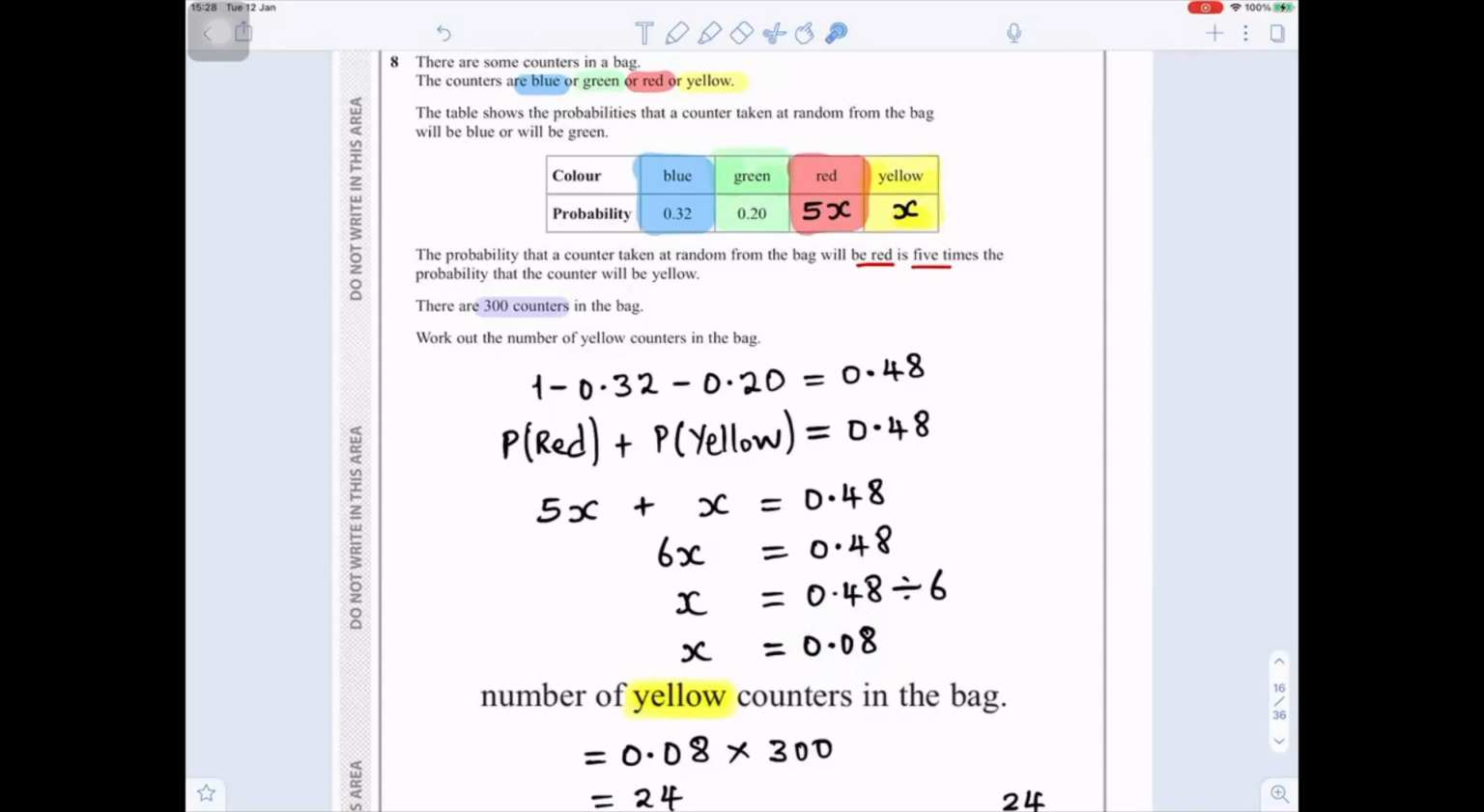So the number of yellow counters in the bag is given by the probability of yellow, which is 0.08, times the total number, which is 300 counters in the bag. So that gives you 24. So the number of yellow counters in the bag is 24. The probability times the number gives you 24.